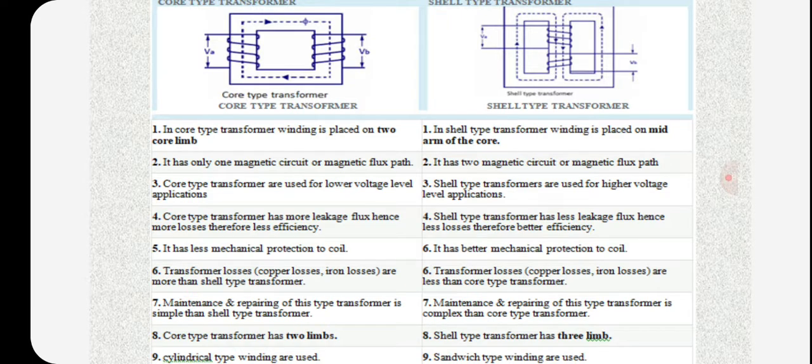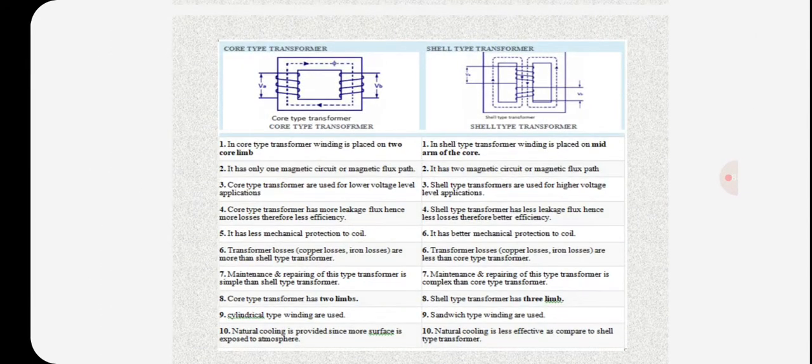So in these differences, in core type the core is surrounded by the winding. In shell type the winding is surrounded by the core. In core type cylindrical type winding is used. In shell type sandwich type winding is used.